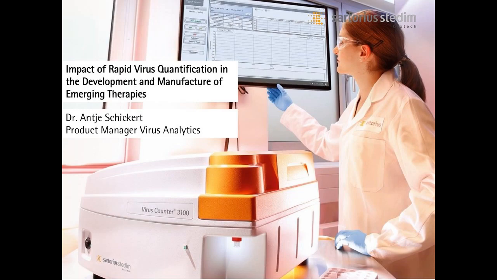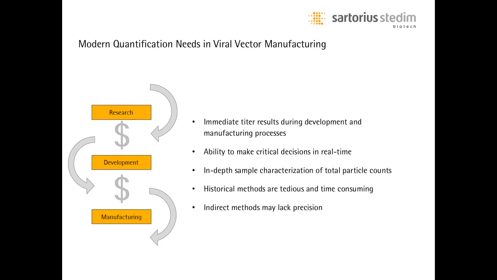Thank you so much for the introduction and welcome everyone to today's webinar. I will be speaking about the impact of rapid virus quantification in the development and manufacture of emerging therapies. The use of viruses in modern therapies is expanding to a state where virus manufacturing can be a very critical bottleneck. The increasing demand in virus products requires more efficient manufacturing processes to keep pace with the required amount of viruses. This targeted optimization of manufacturing processes requires us to get a very detailed understanding of the virus titers and quality during upstream and downstream production steps.